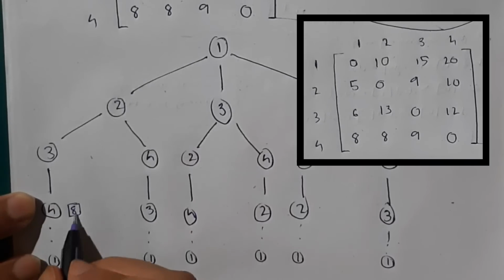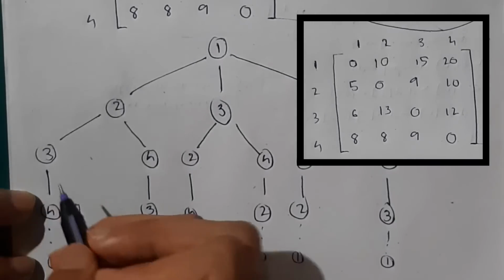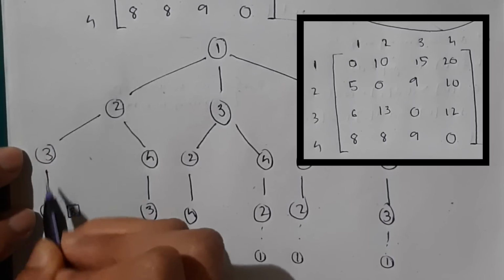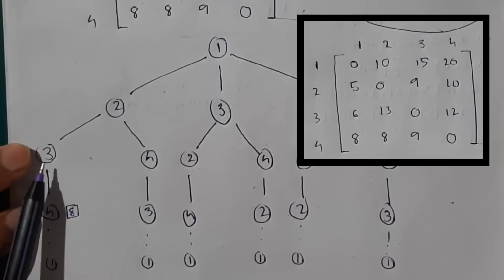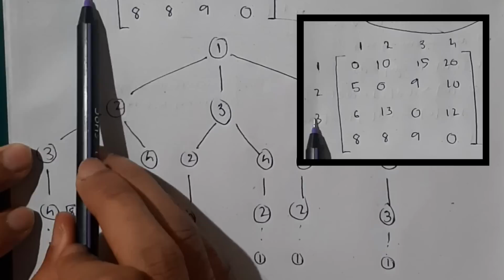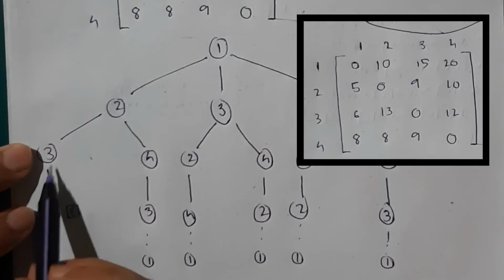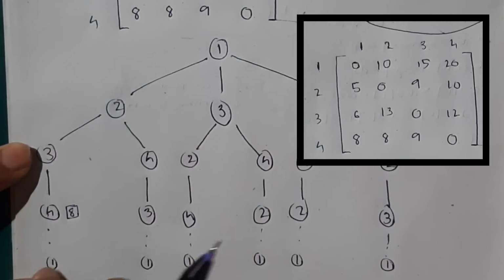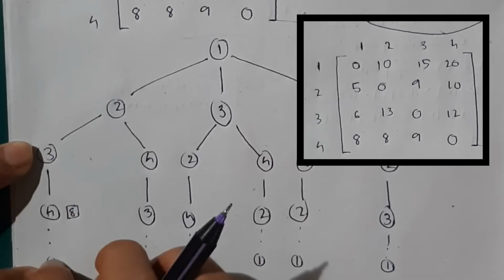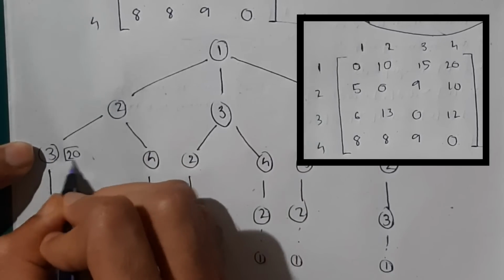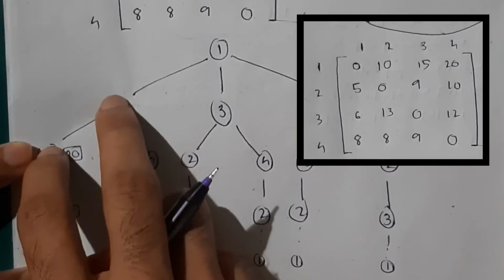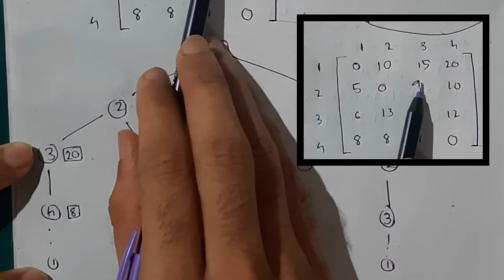So 8 units are charged, and to reach 4 he has to travel from 3. What is the cost of traveling from 3 to 4? 3 to 4 is 12. So this is 12 and this is 8. The total cost is 12 plus 8, which is 20. I'll be writing 20 here. Similarly, 2 to 3, what is 2 to 3? 2 to 3 is 9.